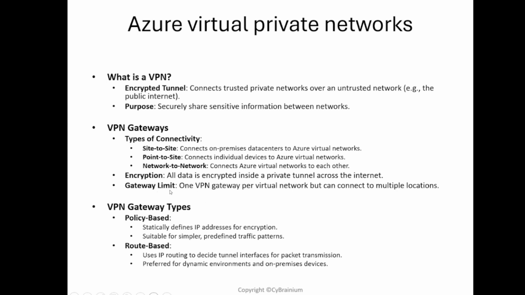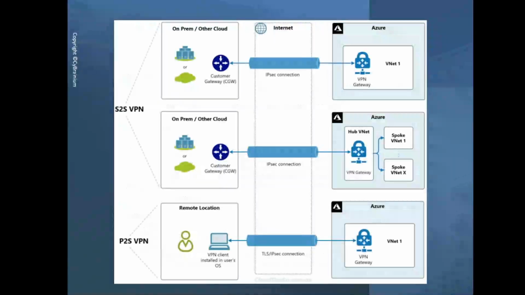Now there is a gateway limit: one VPN gateway per virtual network, but it can connect to multiple locations. VPN gateway types: policy based and route based. Policy based statically defines IP addresses for encryption, and it is very suitable for simpler, predefined traffic patterns. Route based uses IP routing to decide tunnel interfaces for packet transmission, and is preferred for dynamic environments and on-premises devices.